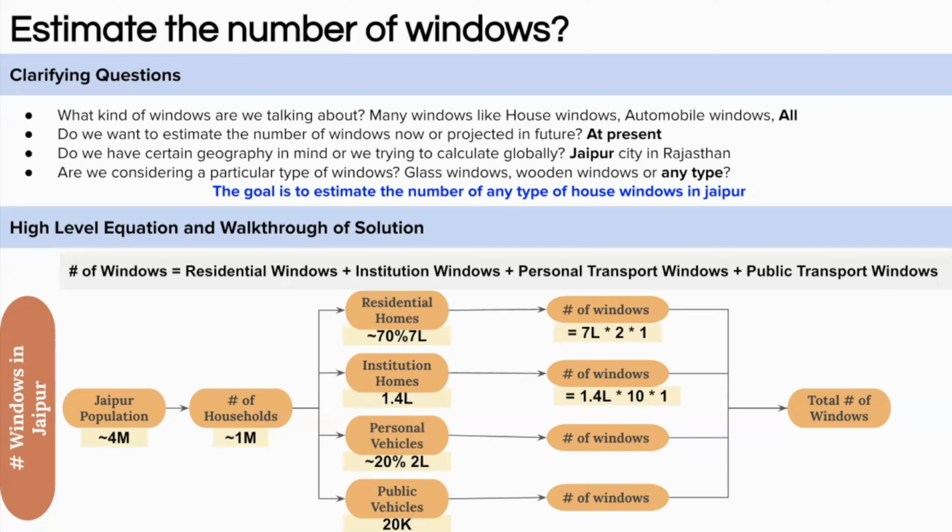Now coming to the personal vehicles. We have around 2 lakh vehicles which will contribute to around 8 lakh windows, assuming 4 windows per vehicle. Similarly for the public transport, that is around 20,000, which include buses, trucks, minibuses. If we assume 20 windows per public transport vehicle, that will give around 4 lakh windows from the public transport. Now, summing all of these, you will get around 40 lakh windows in Jaipur.